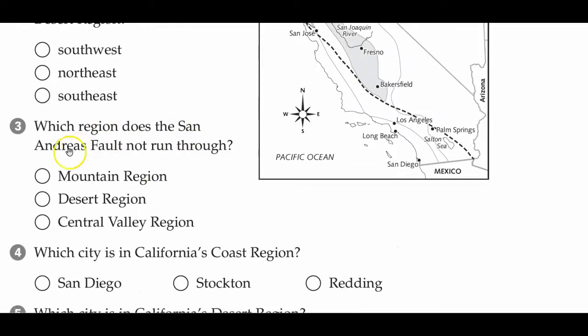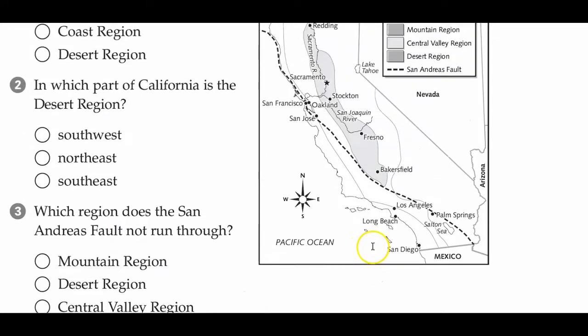Okay, and which region does the San Andreas Fault run through? Oh, which region does the San Andreas Fault not run through? So the San Andreas Fault is at that dashed line. You see that? See this line right here? The dashed line, that's the San Andreas Fault. Which region does it not go through? Central Valley region.